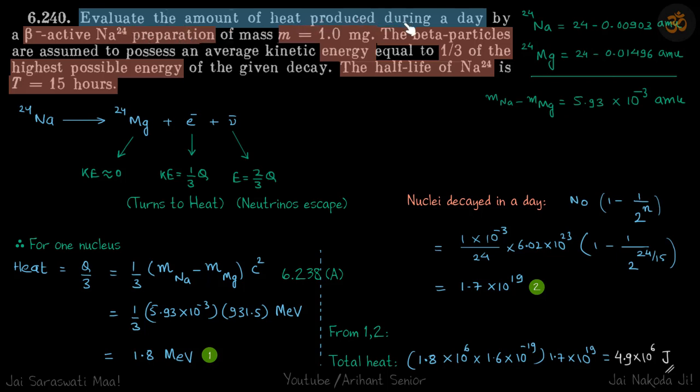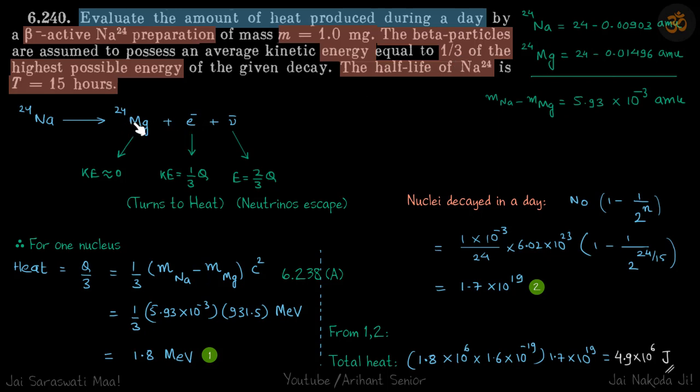Evaluate the amount of heat produced during a day by beta minus active Na24 preparation of 1 milligram. It's given that beta particles have an average energy of 1/3 of the highest possible energy and the half-life of Na24 is given. So what is happening is this Na24 is getting decayed into this, and we need to find the heat produced during this process. The beta particles that are emitted have 1/3 the highest possible energy they could have.